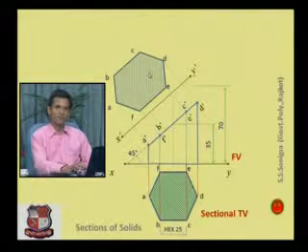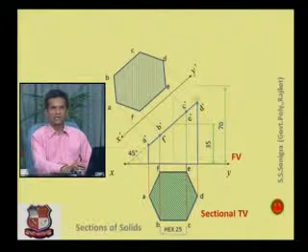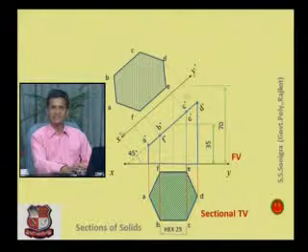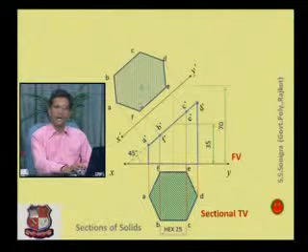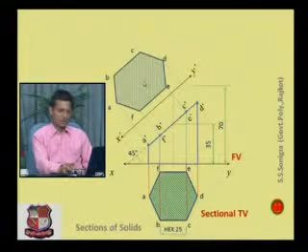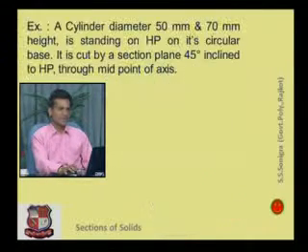The section line should make an angle of 45 degrees with this reference line, that is the x dash y dash line. So 45 plus 45 would be 90 degrees. So these lines would be either vertical or horizontal, 45 minus 45. So this is the true shape of this given section.